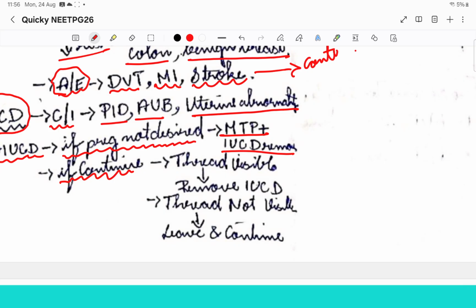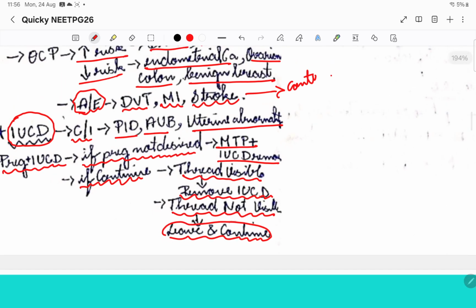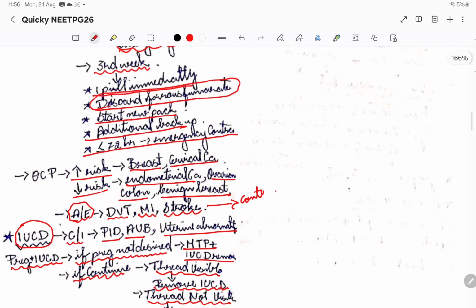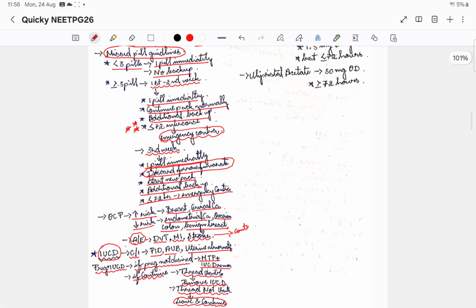Now if the patient desires to continue the pregnancy, if the thread is visible, we'll remove the IUCD, because it is a failed IUCD, right? There is no use of it. So if the thread is visible, we'll remove it. But if the thread is not visible, then we'll leave it alone and continue the pregnancy. There is no issue with continuing the pregnancy. This is how we manage cases of IUCD.